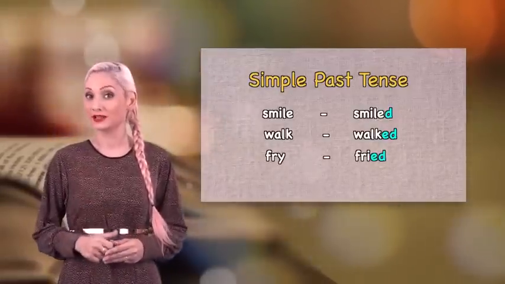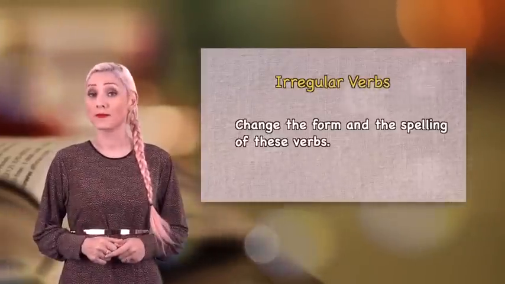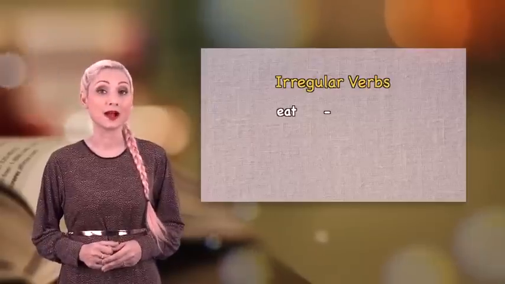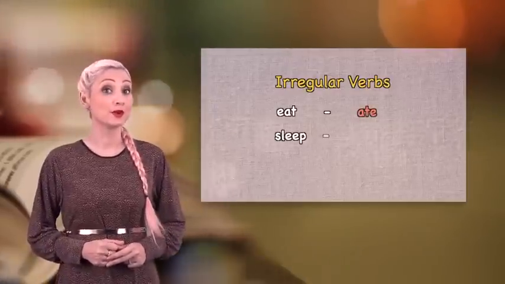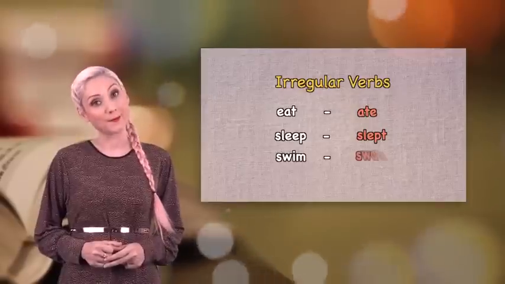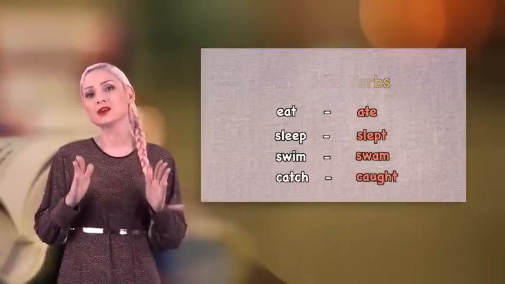However, this rule does not apply to irregular verbs. We have to change the form and the spelling of these verbs. For example, eat will become ate, sleep will become slept, swim will become swam, and catch will become caught. This is only a fragment of grammatical items that you have to cover. For this reason, you have to revise and practice a lot to reinforce your understanding of English grammar.